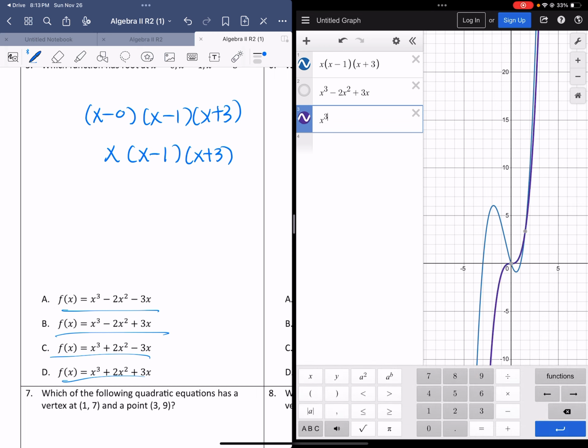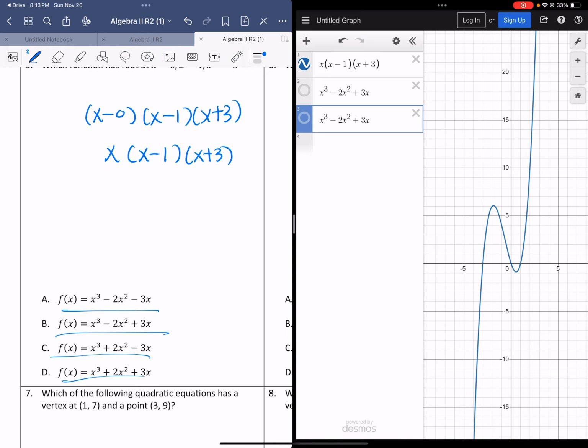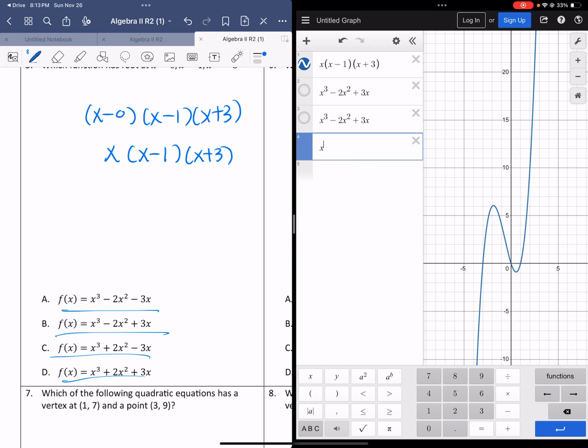X to the third power minus 2x squared plus 3x. Well, this one is also different, so that's not the answer. X to the third power plus 2x squared minus 3x. Whoop, do you see this red and black? These are exactly the same thing. So this is the answer.